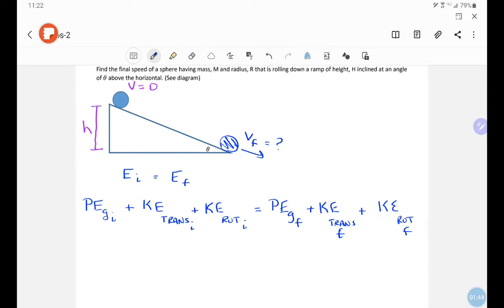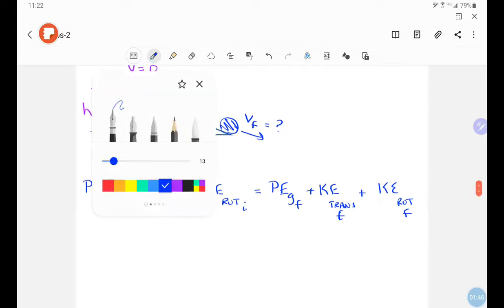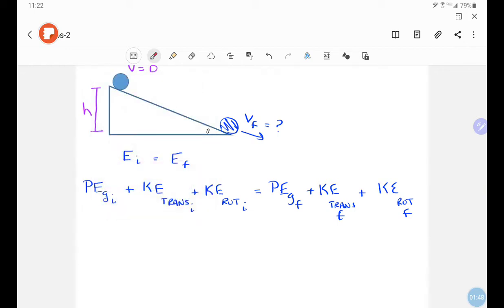Now, that being said, at the beginning, there is no translational speed, and the object is not rolling. So both kinetic energy of translation and rotation are zero. At the end of the problem, when the ball is at the bottom of the ramp, the gravitational potential energy is zero, and I'm left with a translational speed and a rotational speed.